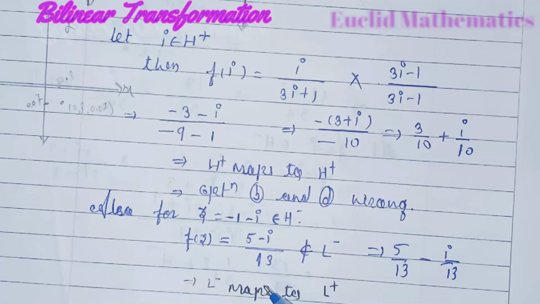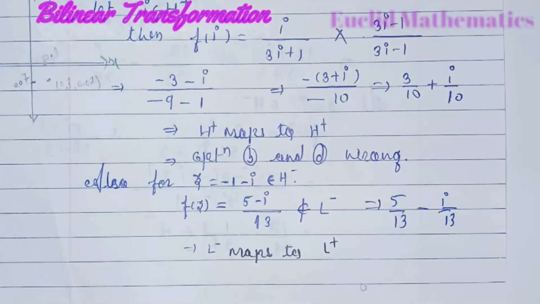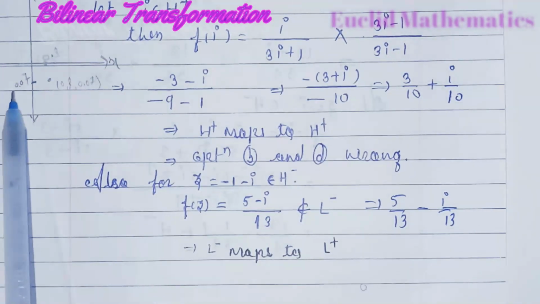On which quadrant does it come here? 5 minus i by 13, that is 5 by 13 minus i by 13. So x is positive here and y is negative here. You can see here that I consider the point from L minus, that means x smaller than 0.